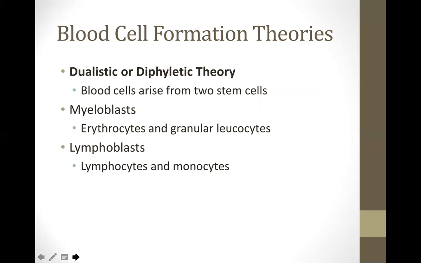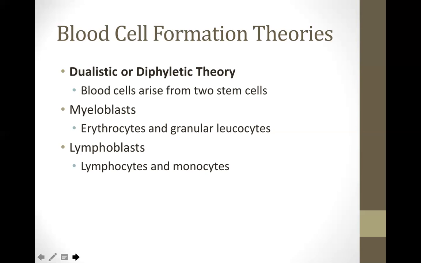What about dualistic? No? The dualistic or diphyletic theory, the blood cells will arise from two stem cells. These are the myeloblast and the lymphoblast. When we say myeloblast, myeloid, these are RBC and granular leukocytes. Granular leukocytes class, these are the white blood cells. Okay? The lymphoblast, this is where lymphocytes and monocytes are derived. So, in the dualistic or diphyletic theory, madaling tandaan, they arise from two stem cells, namely the myeloblast and the lymphoblast.